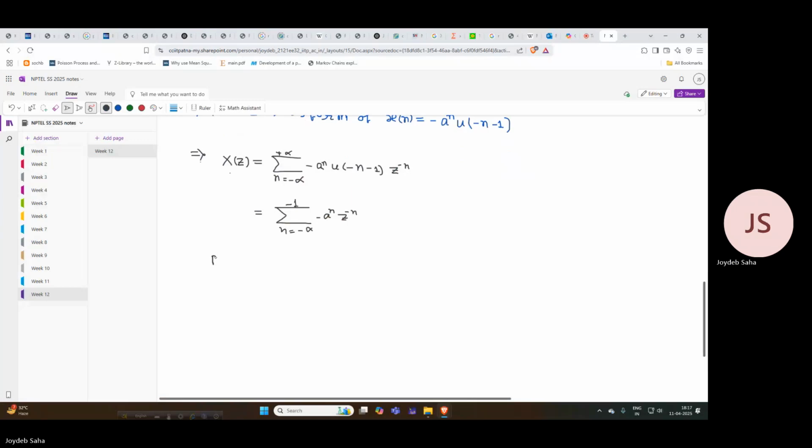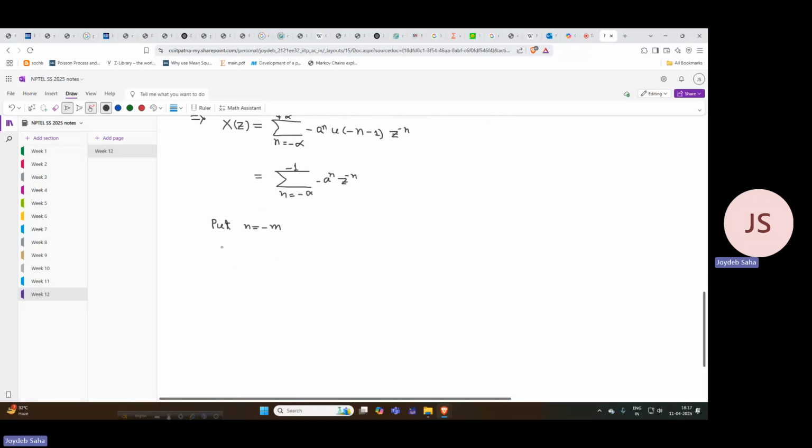Put n equal to minus m. So when n is equal to minus infinity, m will be infinity, and n equal to minus 1 will be m equal to 1.